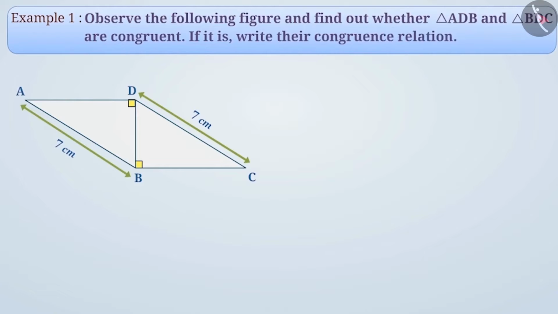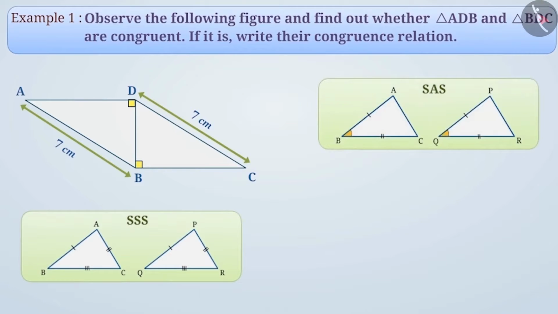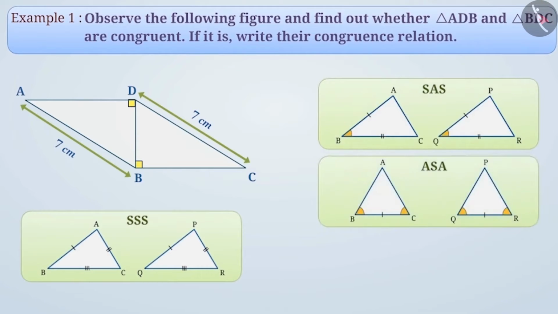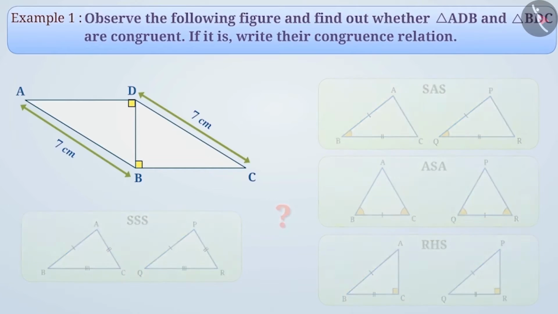We must use one of the theorems, that is, SSS, SAS, ASA or RHS to test the congruency. Can you tell which theorem would be correct to use here? Give it a thought. Let us tell you. For this, we will first understand the given information.